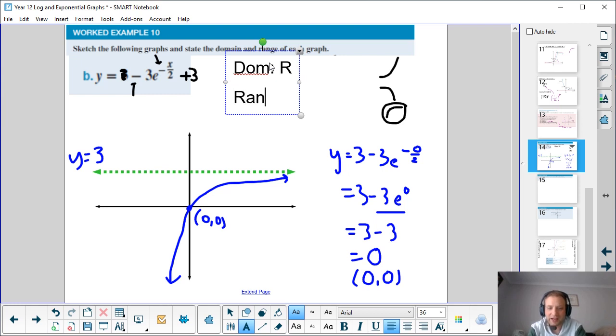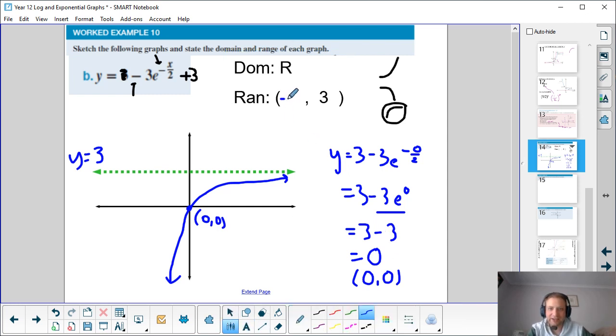And the range, the up and down, we know it's going to go all the way down to negative infinity, which is our lowest point. I'll draw that in a second with a pen. And it's going to approach the asymptote and get as close to it as it can, but never actually touch it. So it's going to get to 3 with a round bracket because it gets infinitely close to it, but it will not touch it. Right? So our range is down to negative infinity and up to 3.